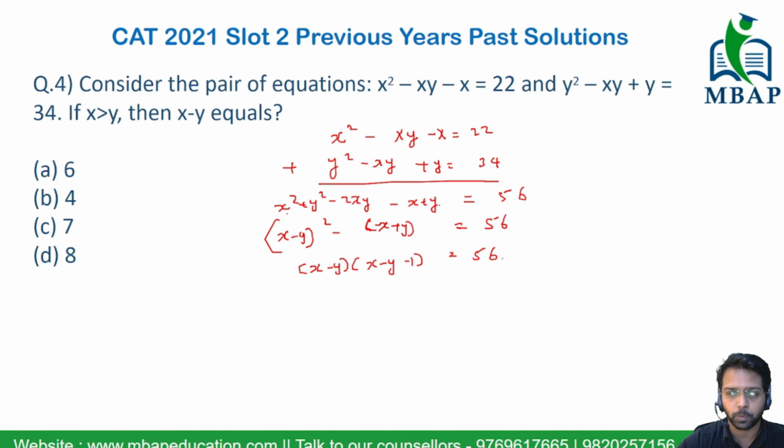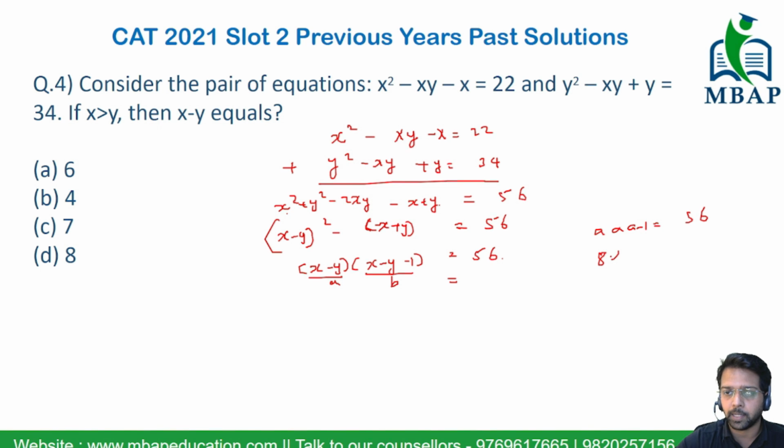I repeat, this will be equal to 56. Now let's assume x minus y to be a, and x minus y minus 1, which is 1 less than x minus y, to be equal to b. The product of both the numbers, which is ideally a into a minus 1, should be equal to 56. What values can they be?